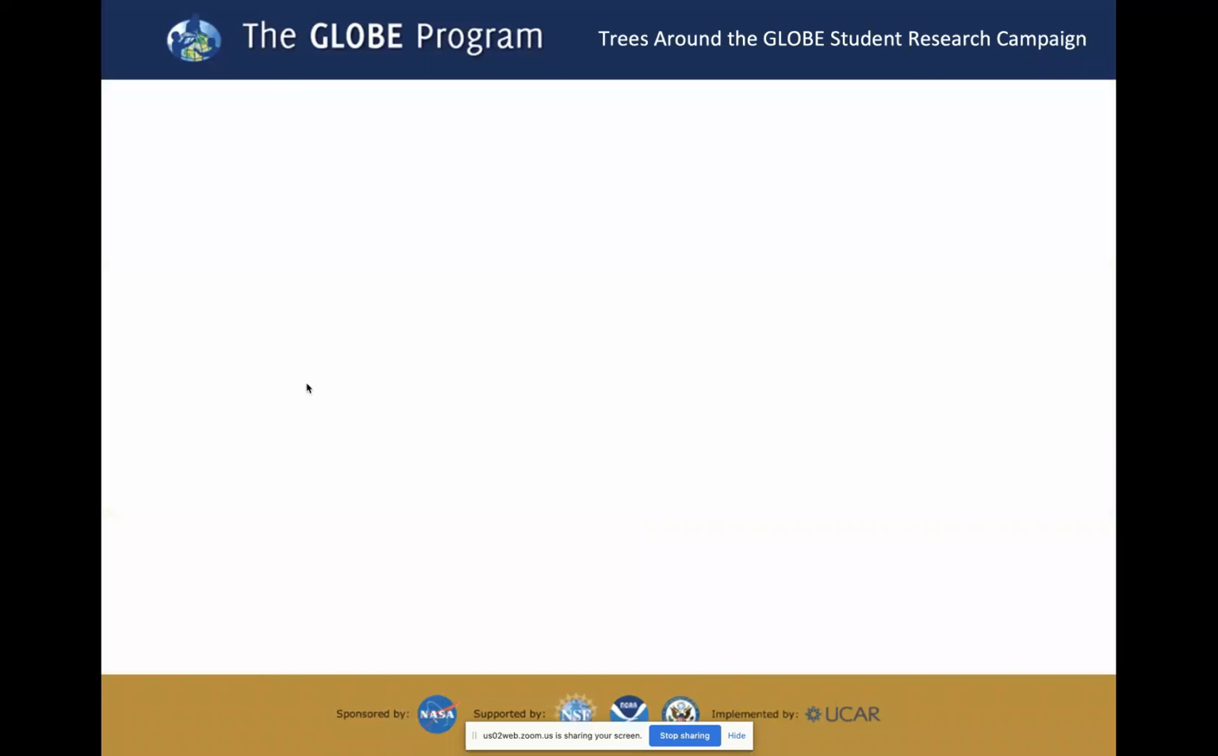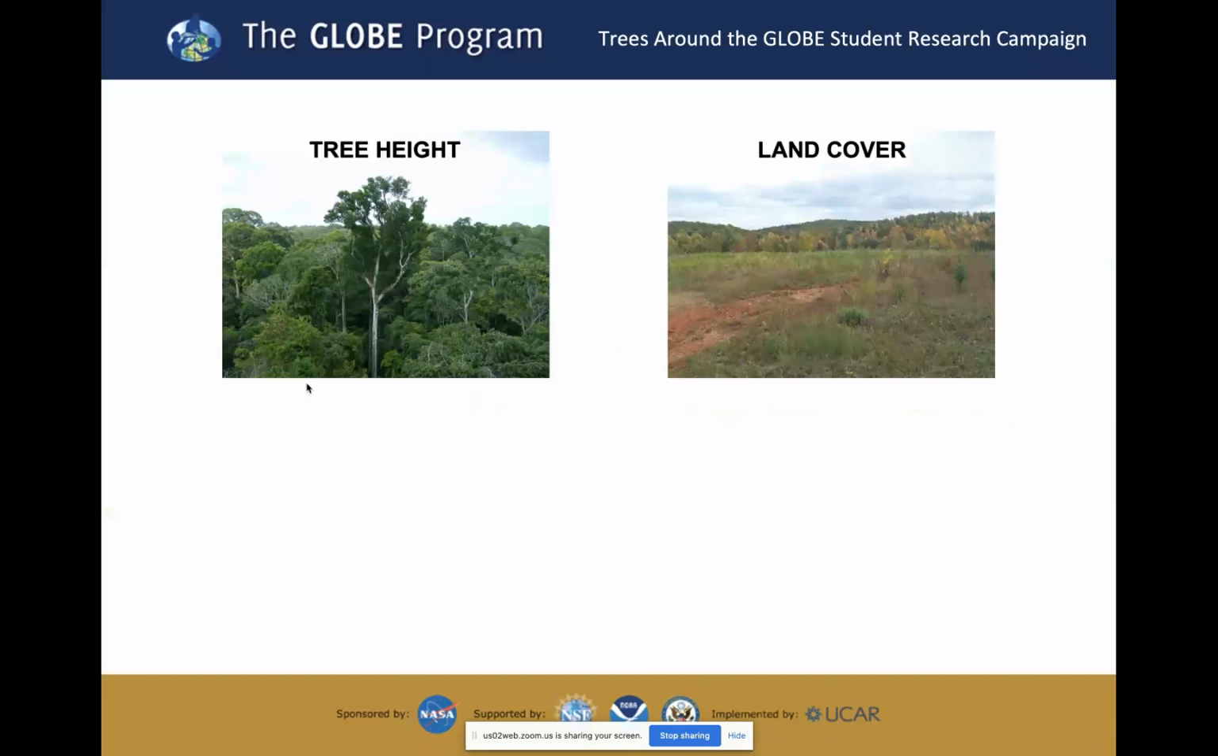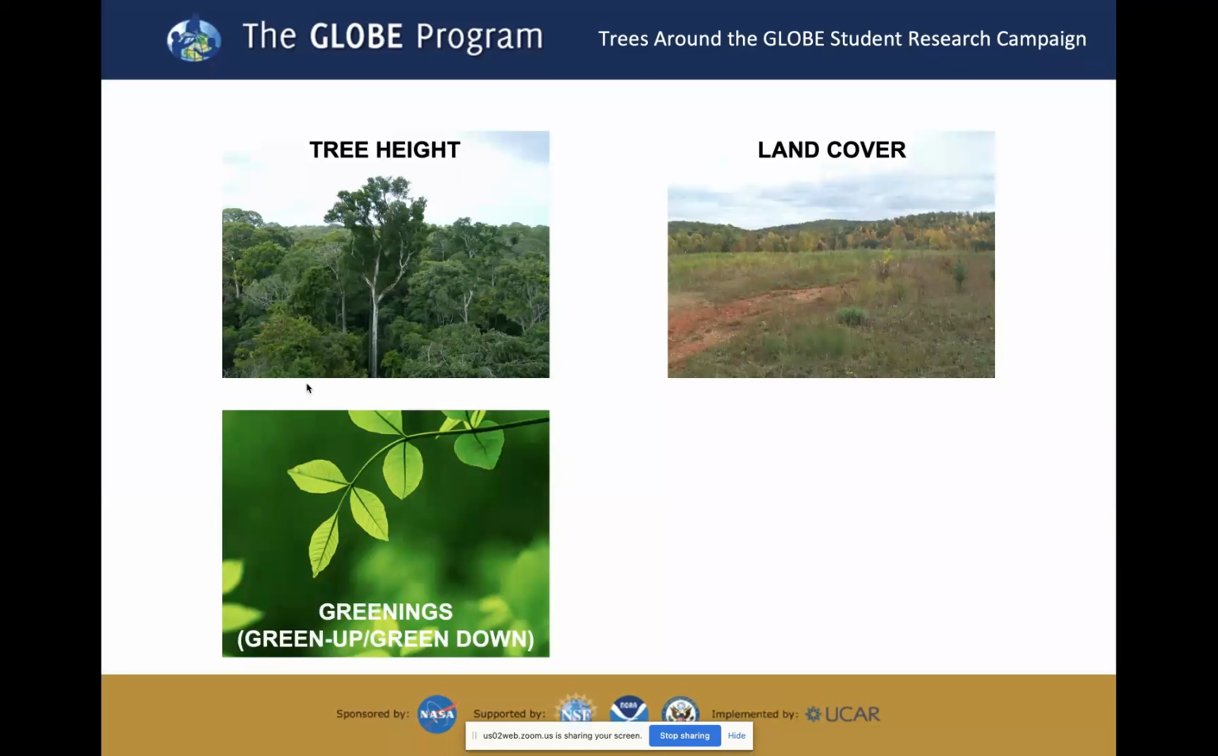So the protocols that we focus on in the campaign, I mentioned these before: tree height, land cover, greenings, which are green up and green down. Green up is in the springtime when the trees start growing and the buds start bursting and you get flowers and all that stuff. The leaves start coming out. Green down is in the fall and winter, when the leaves start falling and the colors start changing, in a lot of these areas. And I know there are a lot of areas around the equator where you don't really see a lot of green up and green down, so it makes it a little tricky.